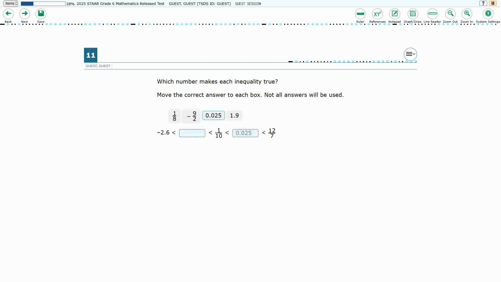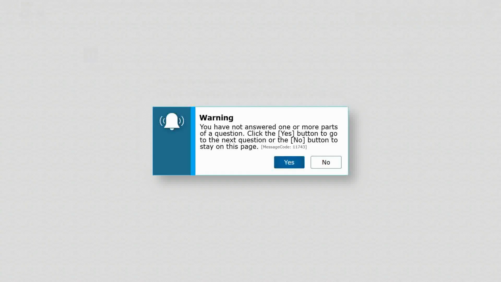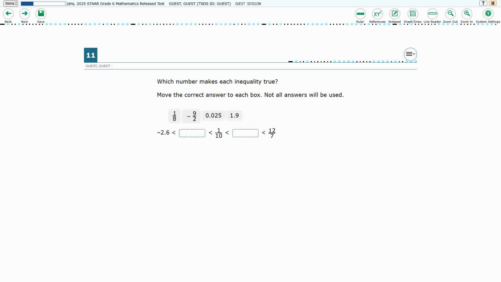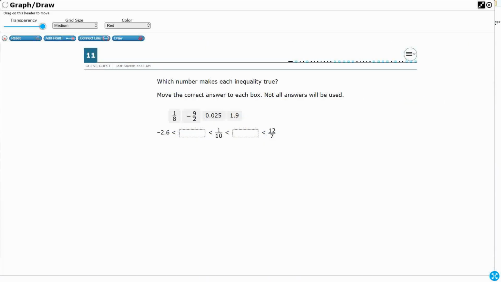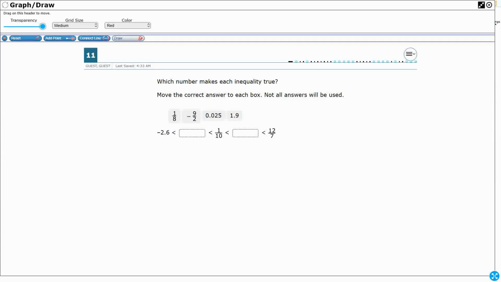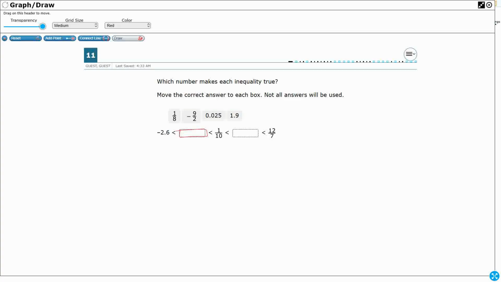So we need to put an answer in each of these. You can only use each answer once, obviously, and this is a 2-point problem. So if we try to move on and just have one answer in there, it is going to give us that warning message you just saw. So we need to fill in these blanks so that we have a correct inequality. And really, when it looks like this, you see how we've got our smallest over here, right? So this negative 2.6 is less than our first blank, is less than 1/10, is less than.